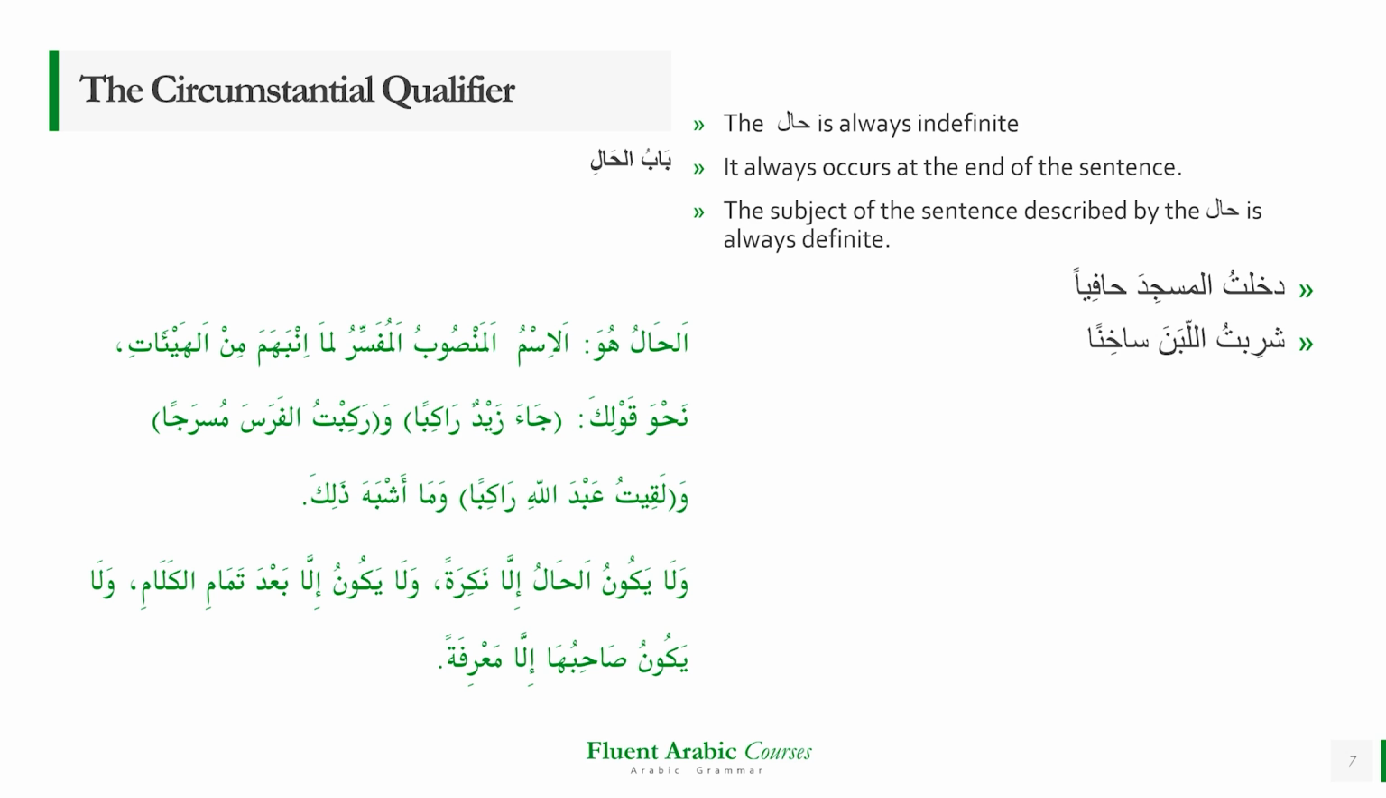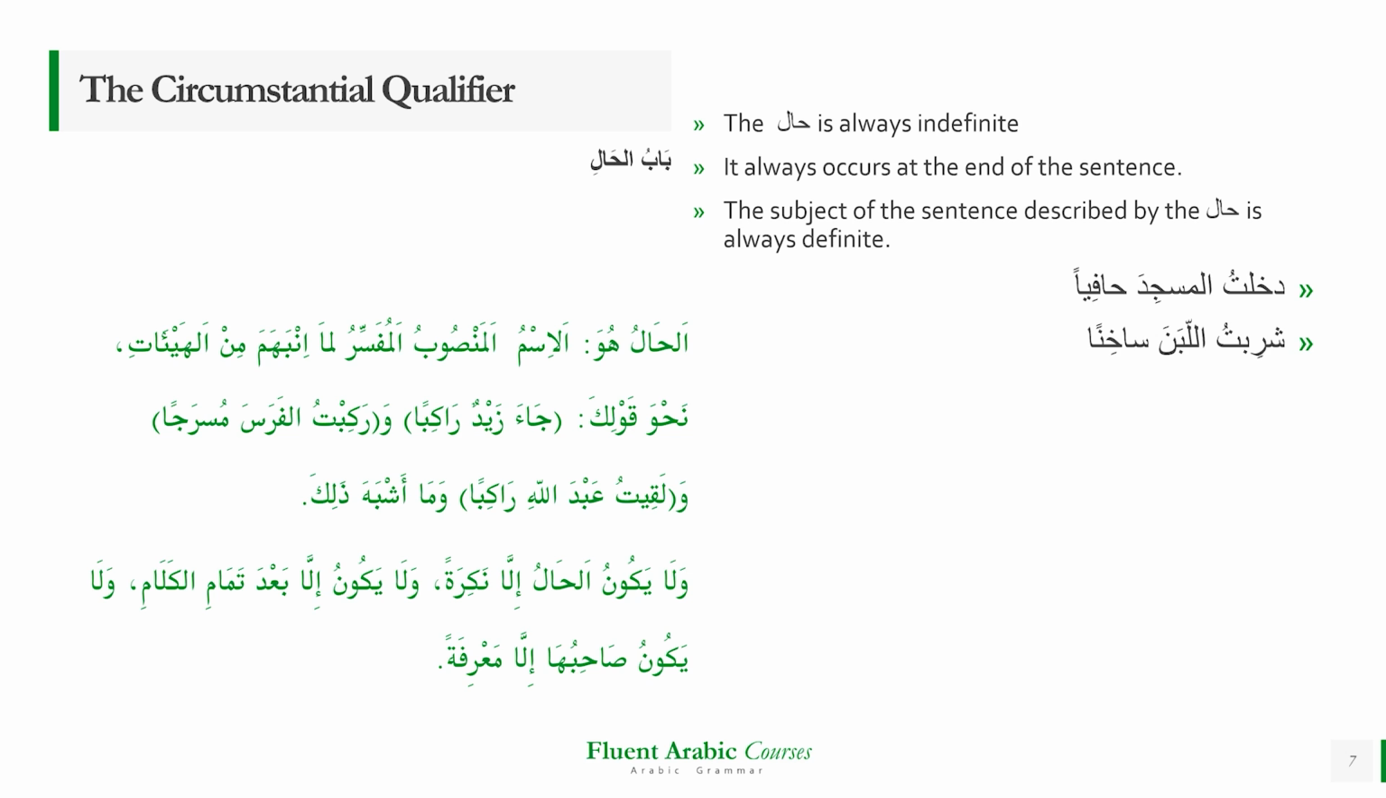نحو قولك جاء زيد راكبا. So when you say جاء زيد, you have the verb جاء. It means Zayd came. Now it is a complete sentence. The meaning is clear that Zayd came. But the circumstance of the verb, the circumstance in which the action is taking place is not clear. So we want to clarify the circumstances surrounding this verb, and that is where the hal comes in.